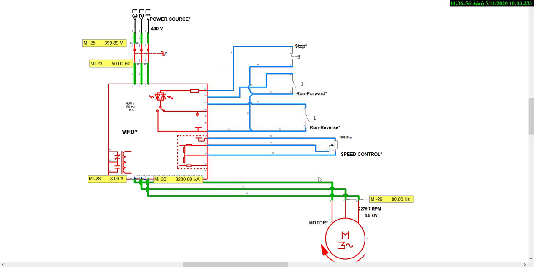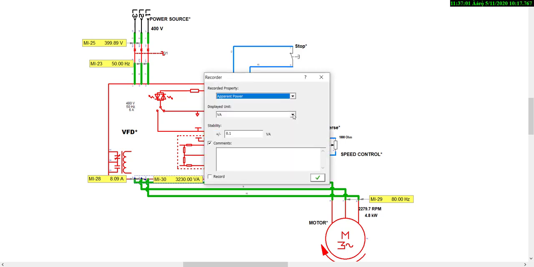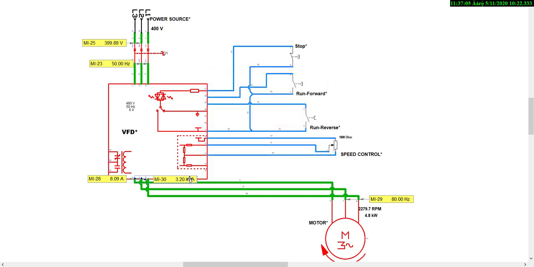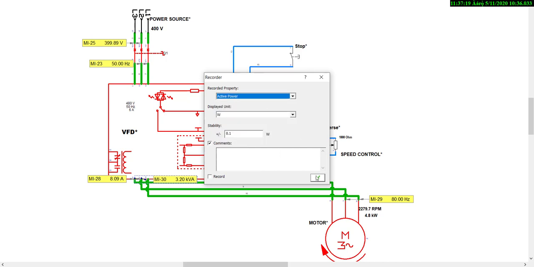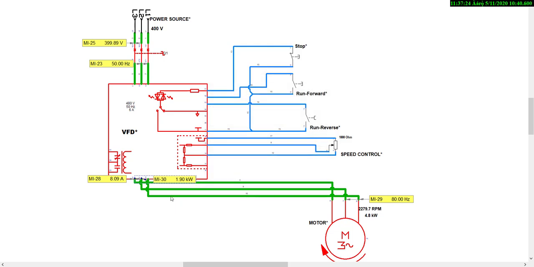You can see it's 3220 VA. Going to kVA, we have 3.2 kVA. Now let's check for our real power. I think we don't have the opportunity of seeing our real power here. Nevertheless, our real power is 4.8 kilowatt according to active power, which is the same thing as real power. Let's change to kilowatt and see our motor is demanding 1.9 kilowatt from the source.